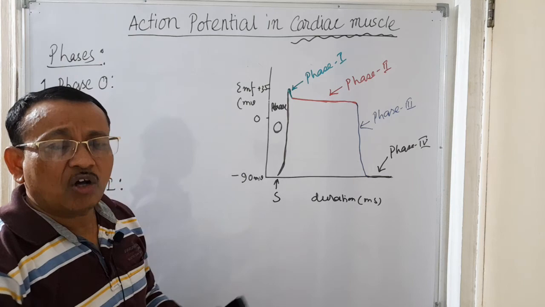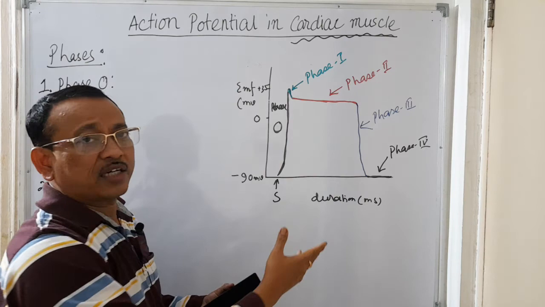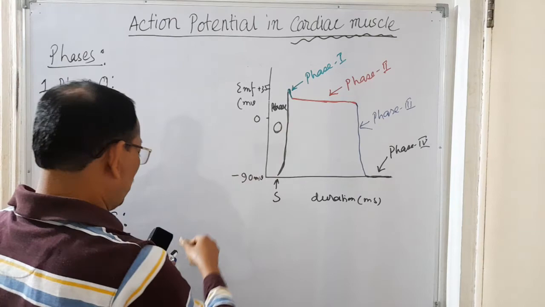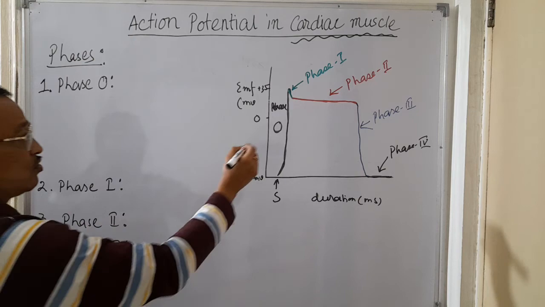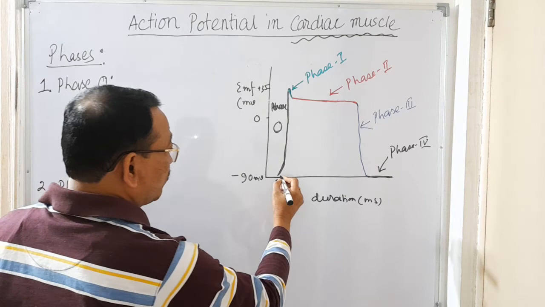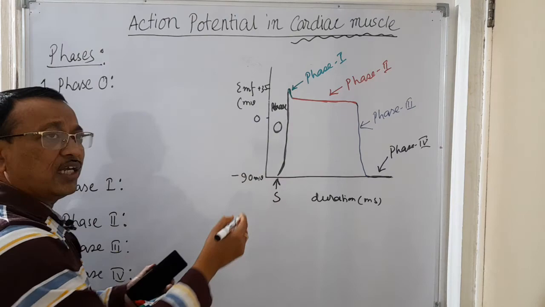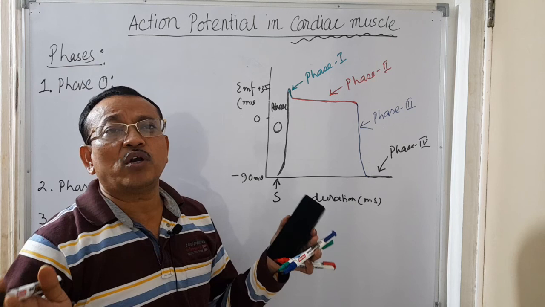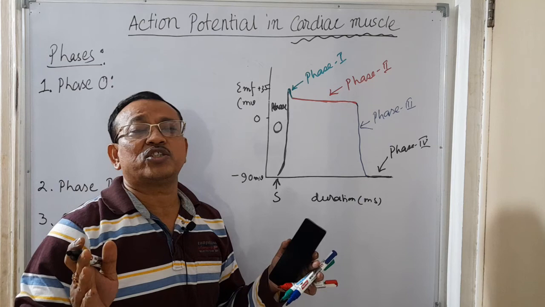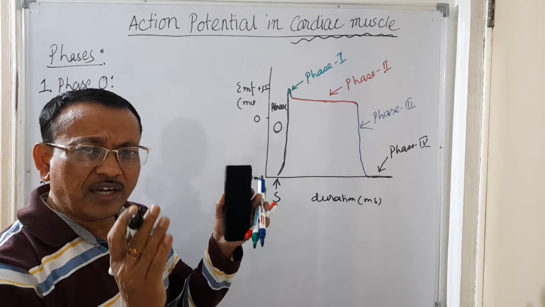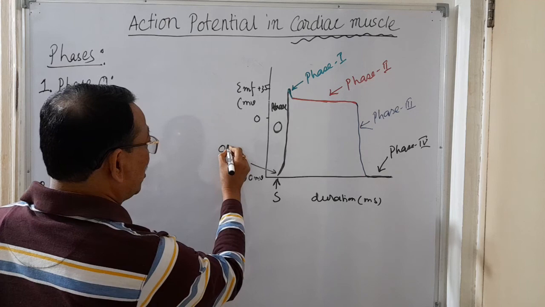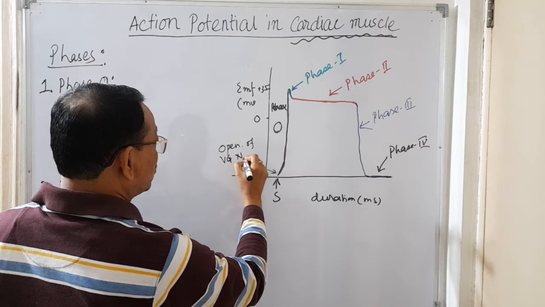Now let us see what is the ionic basis of the different phases of the action potential in the cardiac muscle. So first, regarding phase 0, this phase is because of, once the stimulus is given, an opening of the voltage-gated sodium channels, like the opening of the voltage-gated sodium channels in case of neurons or in case of skeletal muscles. So the same event also takes place here. That is, at this part, the voltage-gated sodium channels will open here.